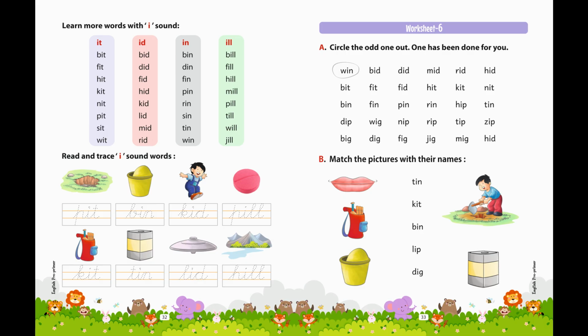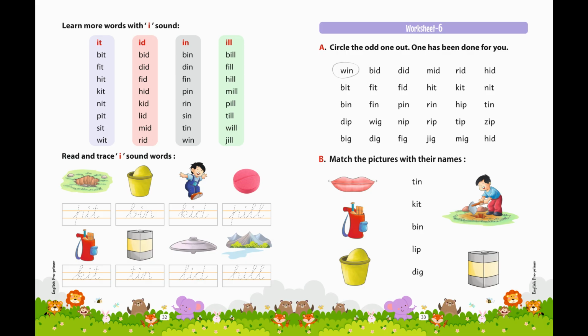Right page, worksheet 6. Part A, circle the odd one out. Let's look at the words and find the one that doesn't belong. See, the first one has been done. Win is different from bid, did, mid, rid, hid, because all the others end in ID. Let's try more together. Circle the word that doesn't sound like the rest. Are you ready? Go ahead and find the odd ones.